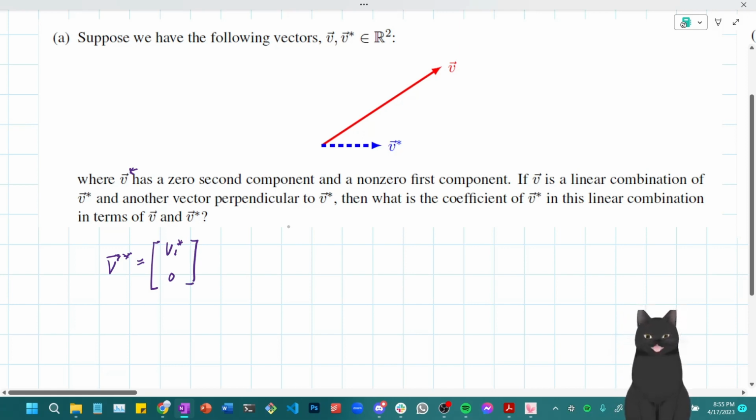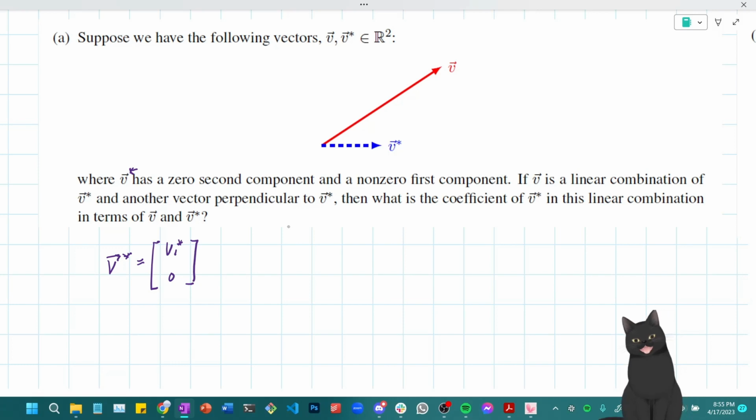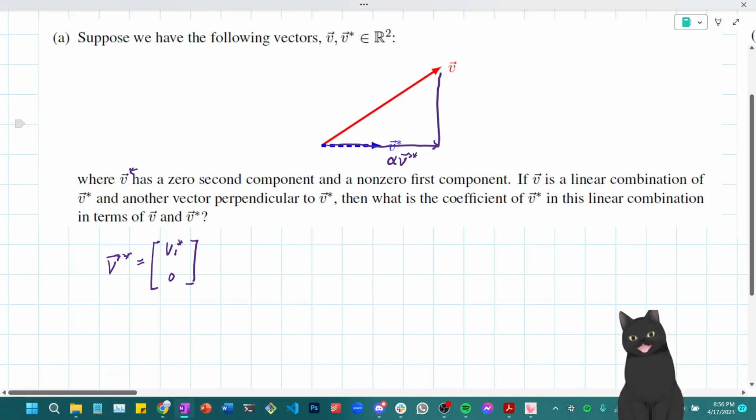Okay, if v is a linear combination of v star and another vector perpendicular to v star, then what is the coefficient of v star in this linear combination in terms of v and v star? So, what we may do is to first try to understand how the problem is set up. Here, we see that I need a scalar multiple of v star, which I'm going to write as alpha v star, and a vector that's perpendicular to it directly, which is v perpendicular that I'll write here. These are perpendicular, such that they add up to v.